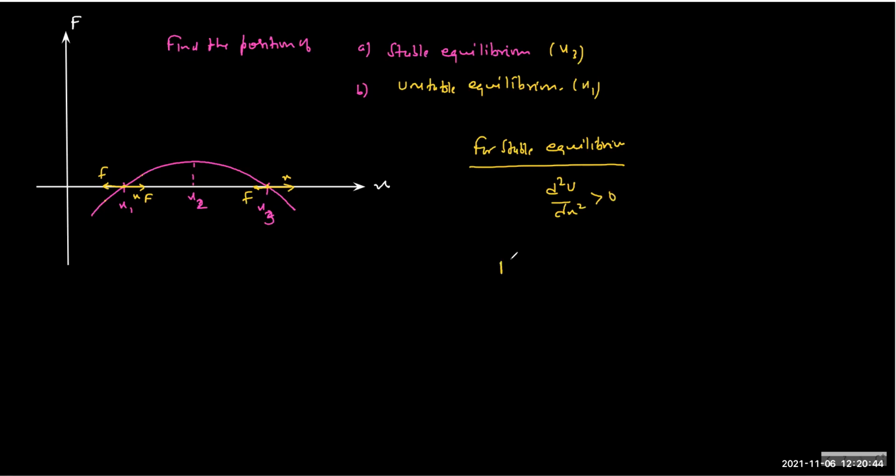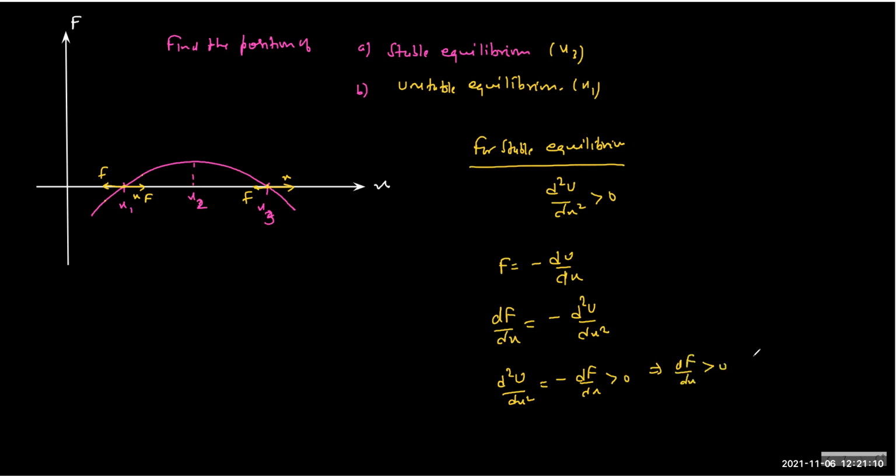So we know that force is defined as... so let's differentiate the force. What we get is the second derivative, and the second derivative is minus df by dx, and this must be positive, which means the first derivative of force, called the slope of the F-x graph, should be negative.